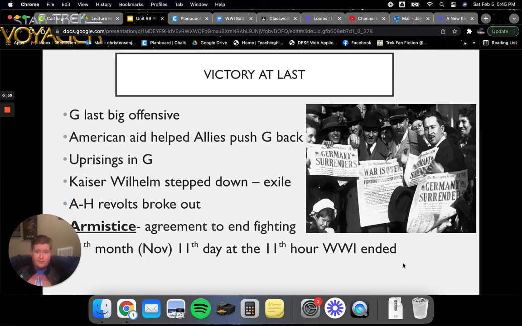So, victory at last. With the last big offensive, American aid helped the Allies push the Germans back. And as a result, there were a number of uprisings in Germany, and Kaiser Wilhelm stepped down and was exiled. There were also a number of revolts breaking out in Austria-Hungary. And with that came the armistice, which was an agreement to end the fighting. On the 11th month, on the 11th day, at the 11th hour, World War I ended. Now, on a U.S. history note, we also celebrate this Armistice Day as Veterans Day here in the United States.